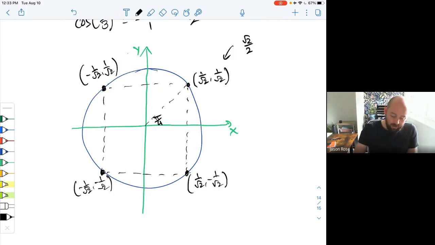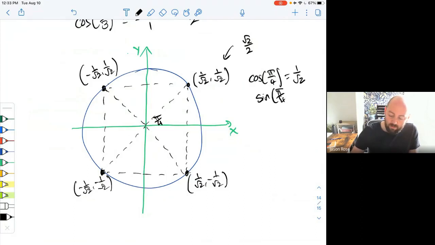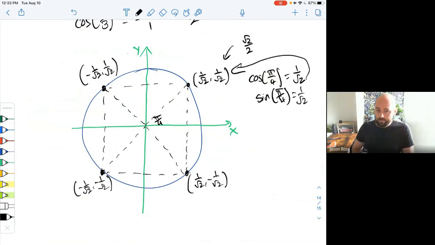I can also figure out what a bunch of these angles are going to be. Okay, so we did this earlier, right? We know that cosine of pi over 4 is 1 over root 2. And sine of pi over 4 is 1 over root 2. That is how I got those there, okay?